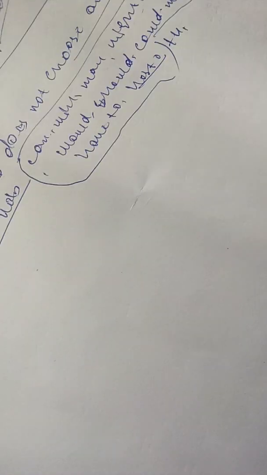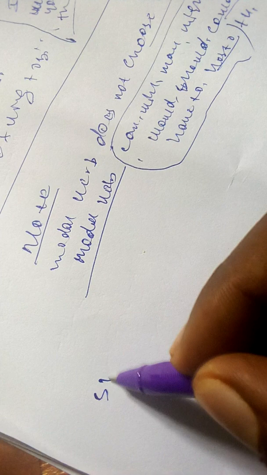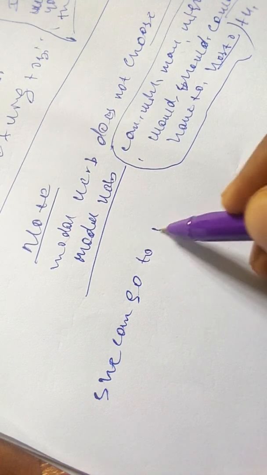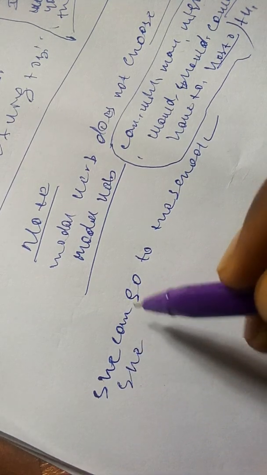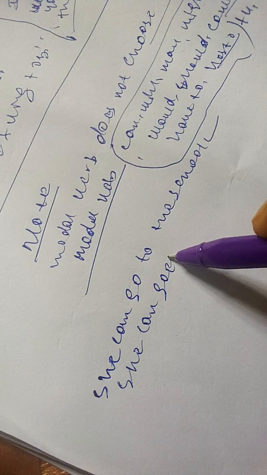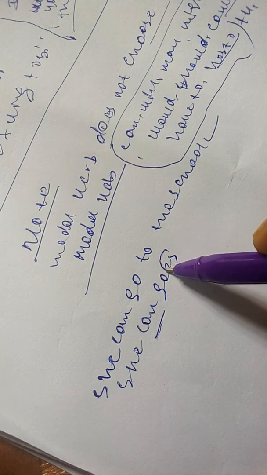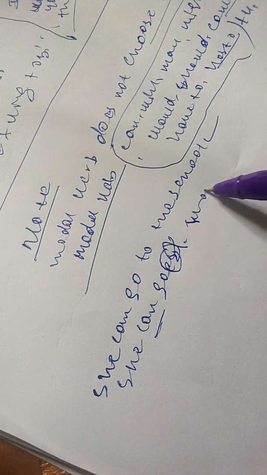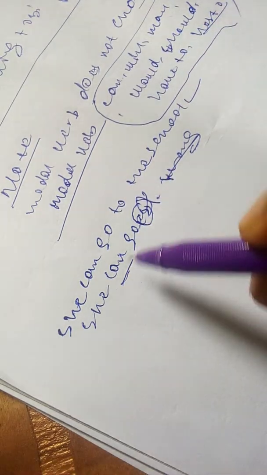Look from that angle. Let me take one: she can go to school. This is correct. You can't say she can goes. Instead of a modal verb, adding the third person singular s at the beginning is unnecessary. It is wrong. After a modal verb we use the bare verb, or base verb, or root verb only, without adding s, ies, or es.